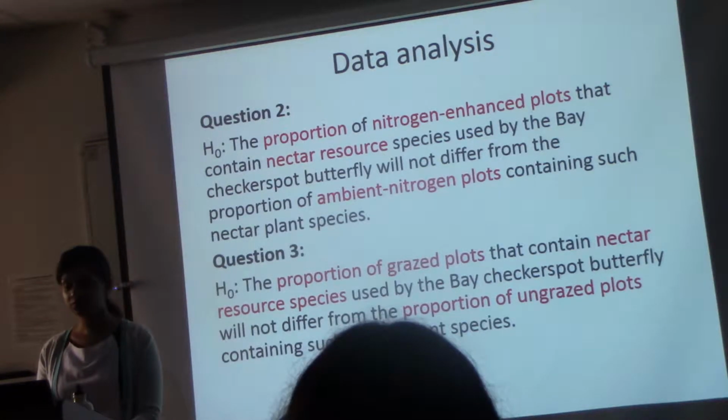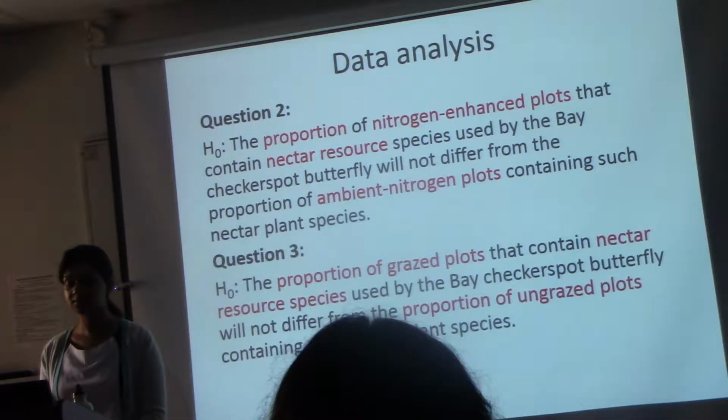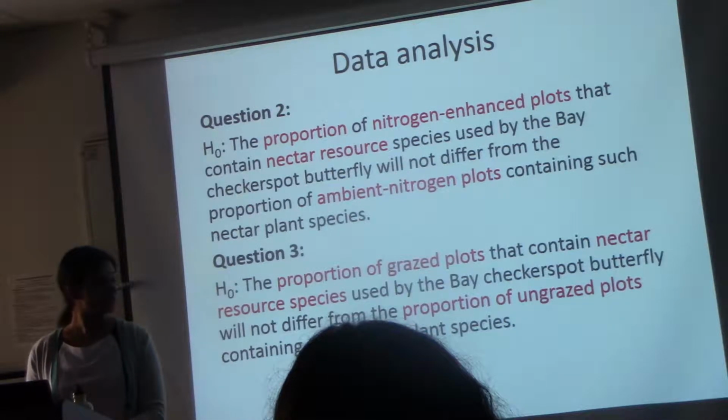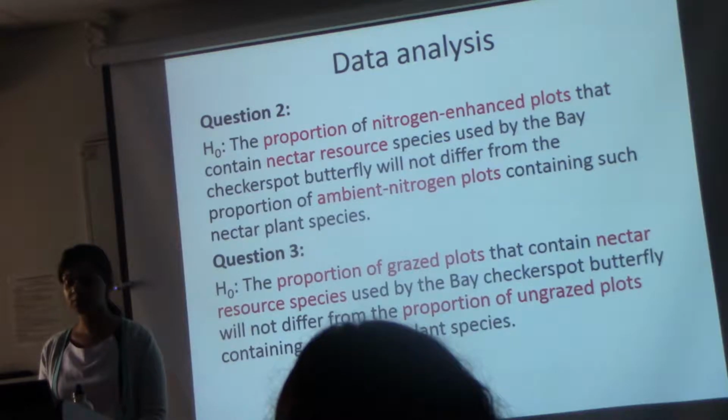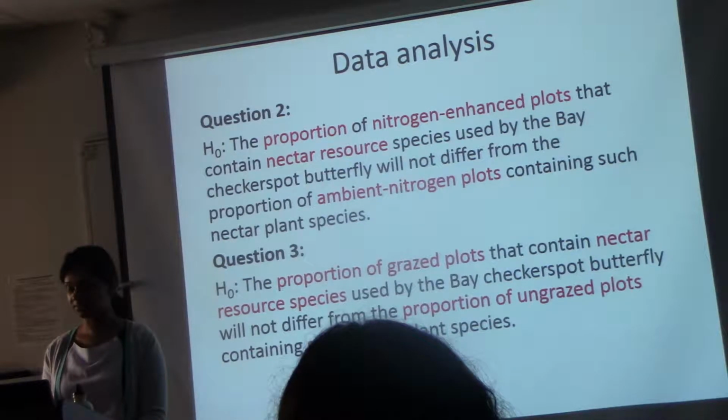For question 2 and question 3, I used a chi-square test to analyze the qualitative data, as it would explain statistically if the observed results were a chance or if there was a real effect of the treatments. The null hypothesis for question 2 was the proportion of nitrogen-enhanced plots that contain nectar resource species used by the bay checkerspot butterfly will not differ from the proportion of ambient nitrogen plots containing such nectar plant species. Null hypothesis for question 3 was the proportion of grazed plots that contain nectar resource species used by the bay checkerspot butterfly will not differ from the proportion of ungrazed plots containing such plant species.